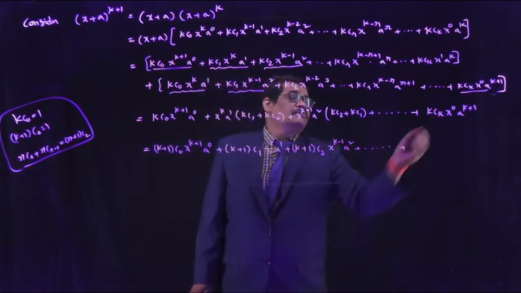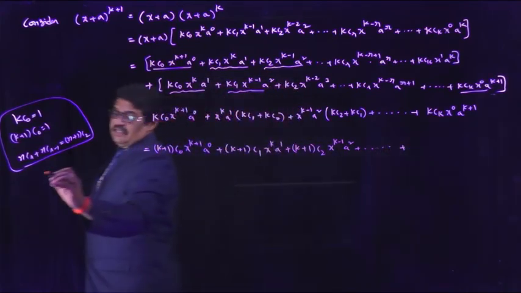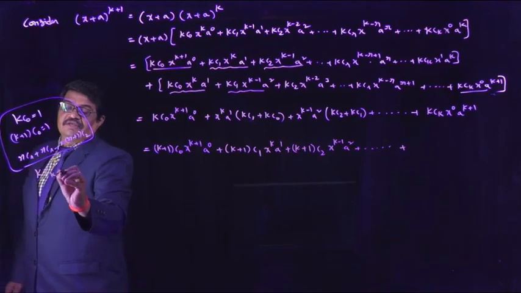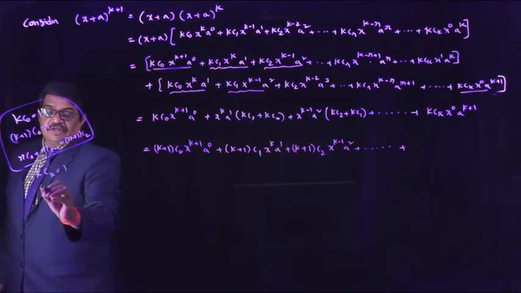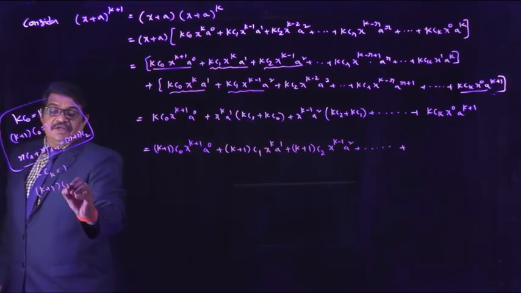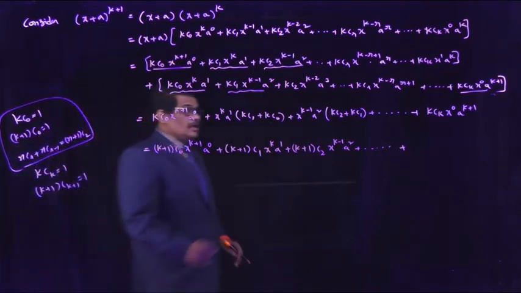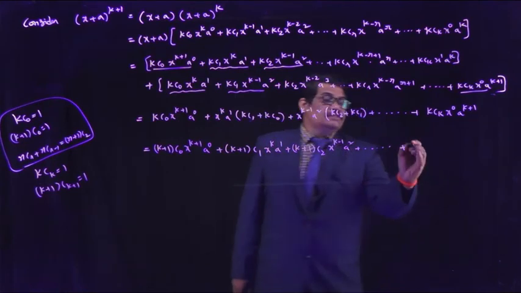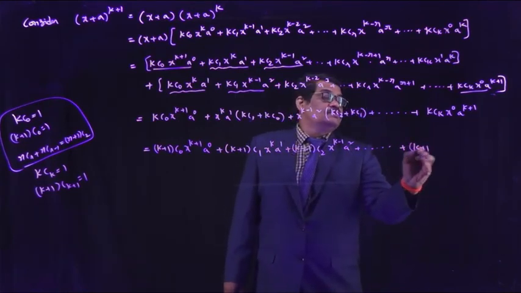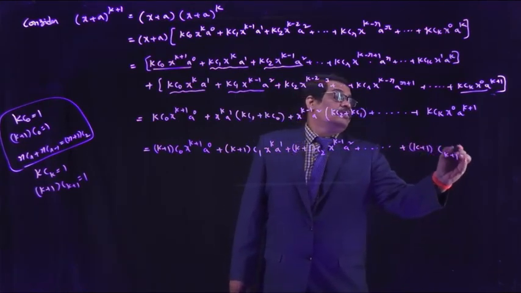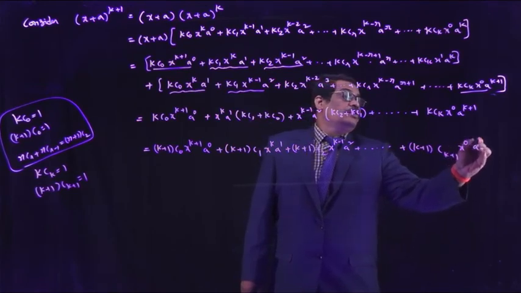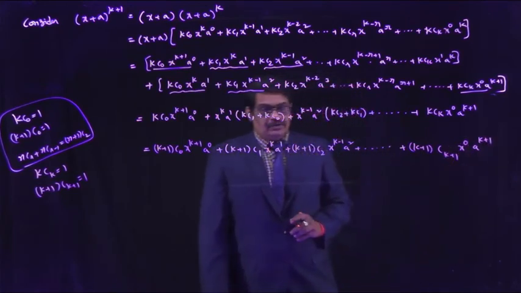The last term kc k, its value is 1, and this is nothing but k plus 1 c k plus 1, whose value is also 1. Now we write kc k as k plus 1 c k plus 1 into x power 0 into a power k plus 1.